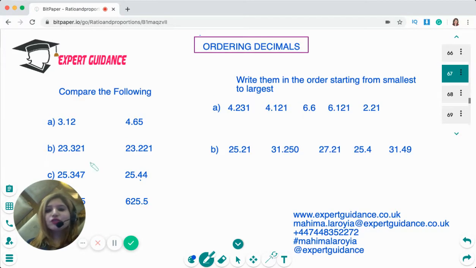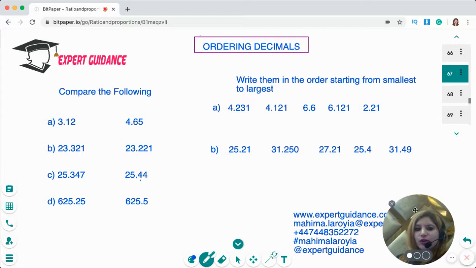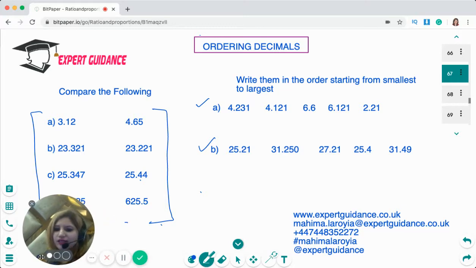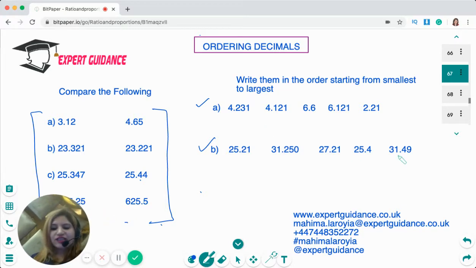Now let's use this to order decimals. This is a question you need to try. Compare these. You have to put a sign in these four to show which one is bigger. And then you have to order these decimals from smallest to largest. You can pause the video, follow the strategy that I just explained, and have a go at that.